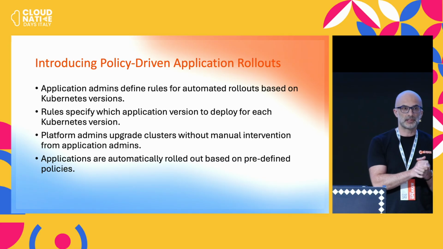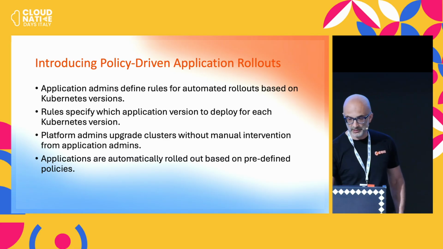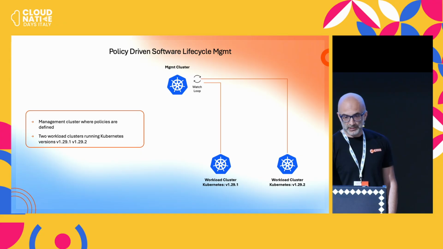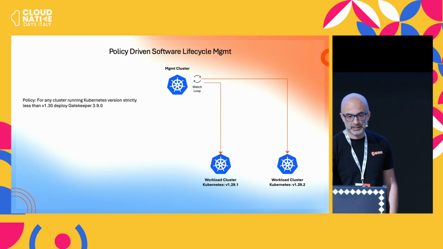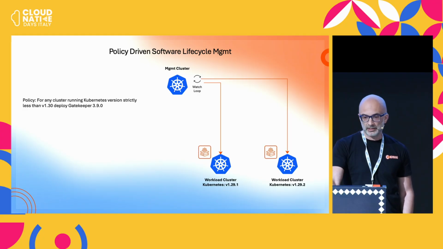And if the Kubernetes cluster is running this other version, this is the version of my application that I want. Now, if you have a system like that, let's say that we have two managed clusters in this case, which are running one Kubernetes version which is less than 1.30. So as an application admin, I can say, well, if the cluster is running a Kubernetes version which is less than 1.30, this is the version of my application, Gatekeeper, that I want to be deployed. And now you have a system that can classify the clusters based on the Kubernetes version that they're running.